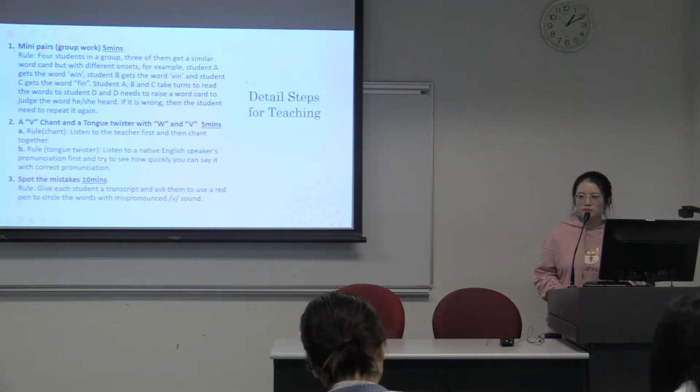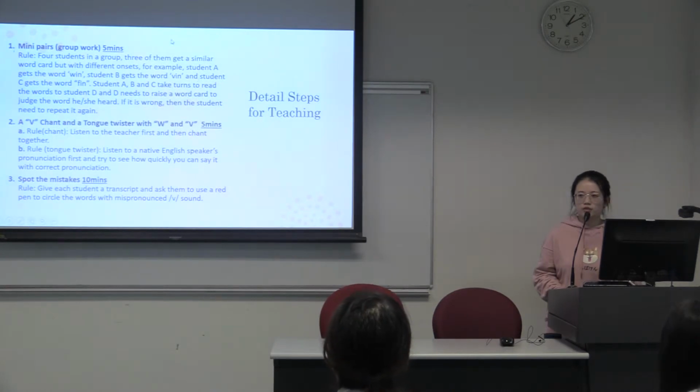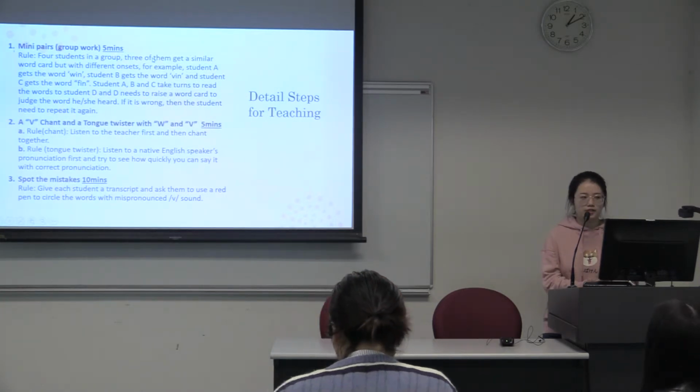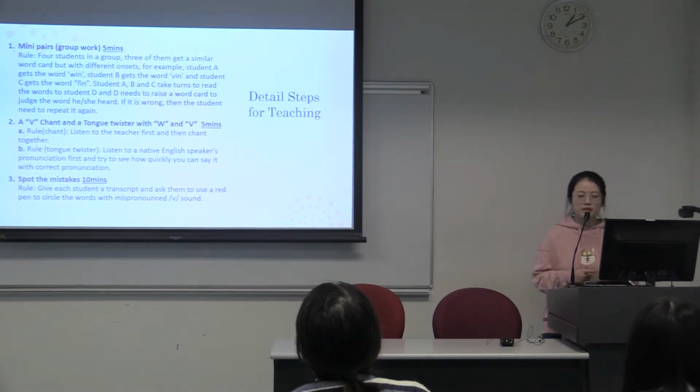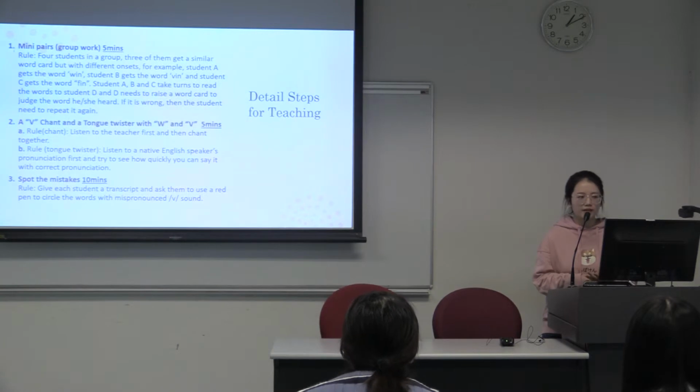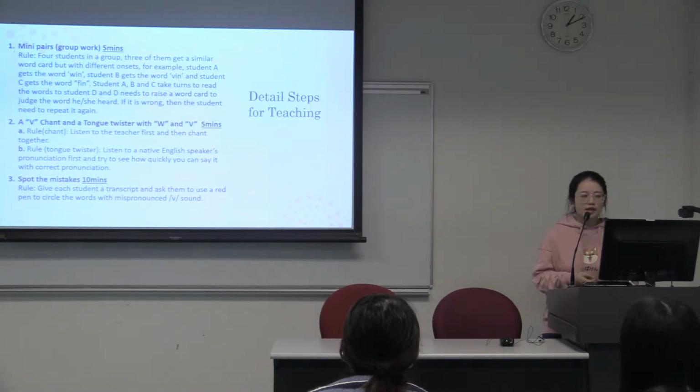After a 10 minute break, we will have a warming up activity. It's group work, and students will be in groups of 4. Three of them get similar word cards with different onsets. For example, student A will get the word wing, student B will get the word wing, and student C will get the word thing. They begin with different similar consonants. Students A, B, C take turns to read the words to student D, and student D needs to raise the word card and judge which word was said. If it is wrong, they have to repeat it again.